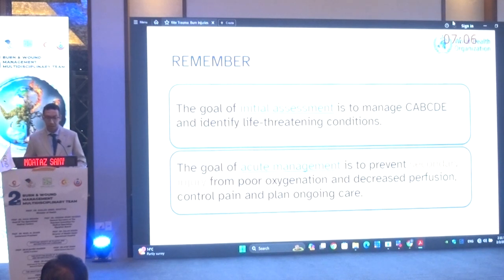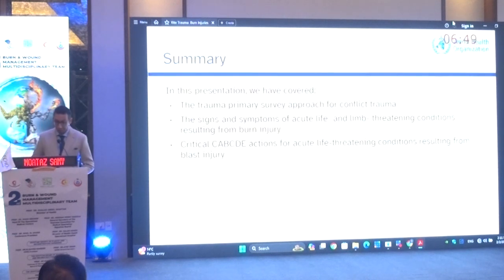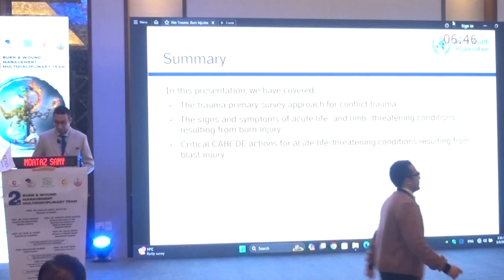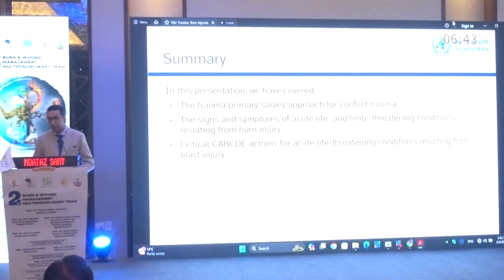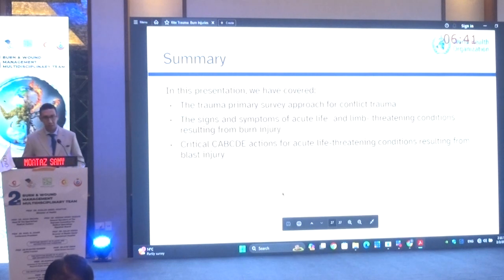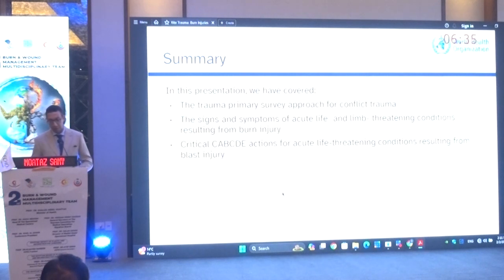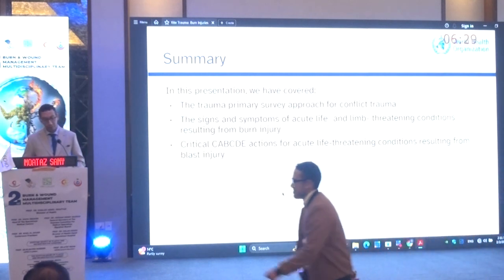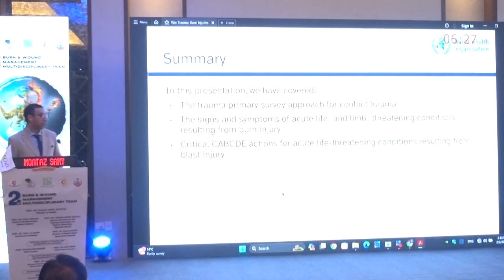Remember that the goal of initial assessment is to manage CABCDE and other life-threatening conditions, and the goal of acute management is to prevent secondary injury from poor oxygenation and decreased perfusion, control pain, and plan ongoing care. In summary, the trauma approach for conflict trauma is called CABCDE, and we begin by looking for catastrophic bleeding, signs and symptoms of acute life- and limb-threatening conditions resulting from burn injury, and critical CABCDE actions for acute life-threatening conditions resulting from burn injury. And thank you.